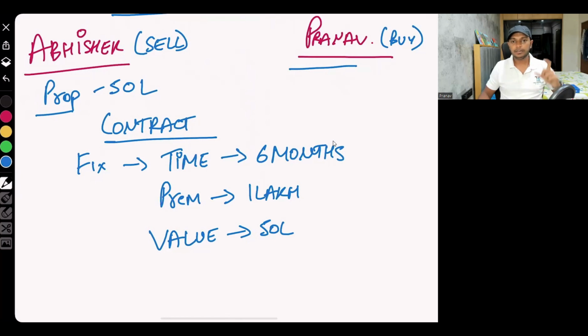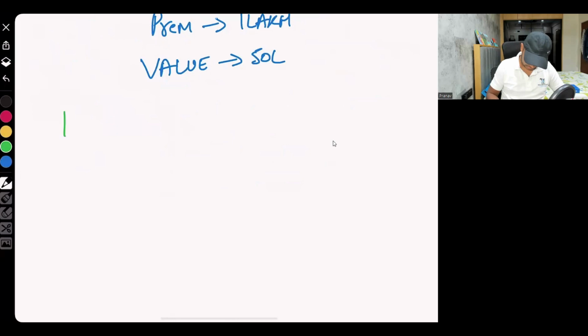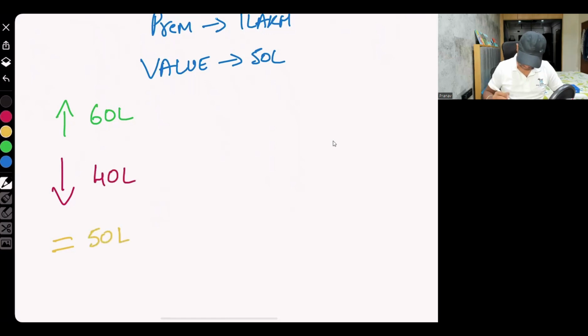Only if Pranav feels that this value is going to be worth it, only then he's going to pay the 50 lakhs. So now let's look at the three conditions where the value of the property is going to go up, it's going to stay the same, or go down. And in each of the cases, who is going to be benefited and who is not. Okay. So let's consider these three scenarios. Value goes up, value goes down, value stays the same. And when it goes up, assume it's going to be 60 lakhs. And when it goes down, let's say it's going to be 40 lakhs. And when it stays the same, it's going to be 50 lakhs.